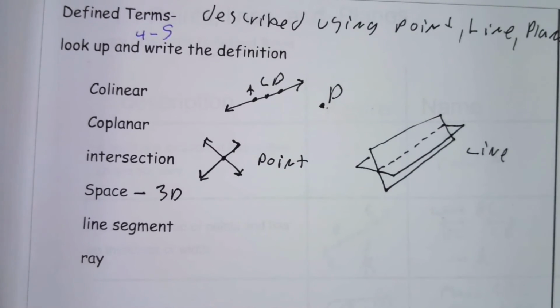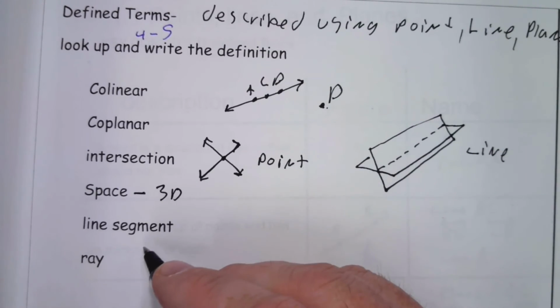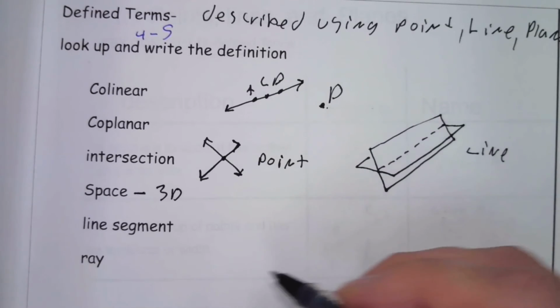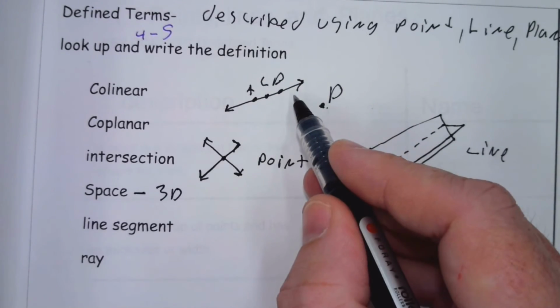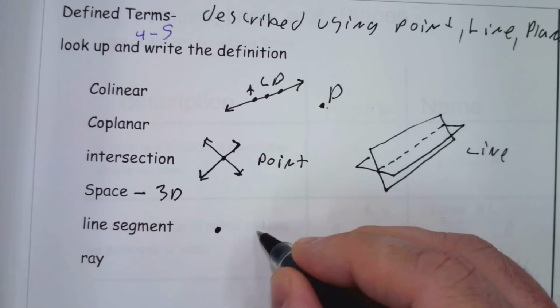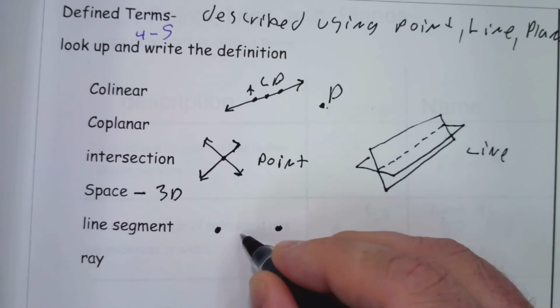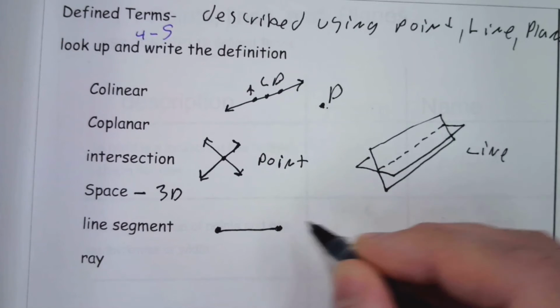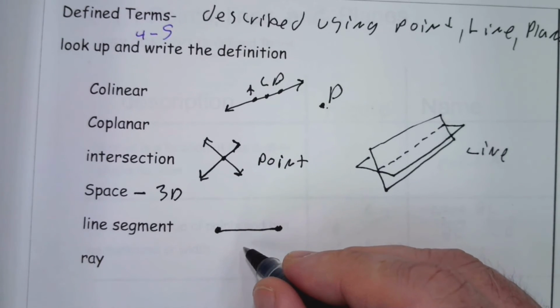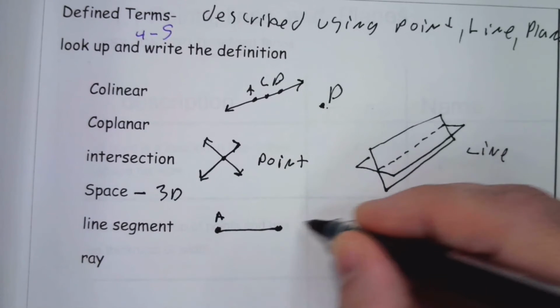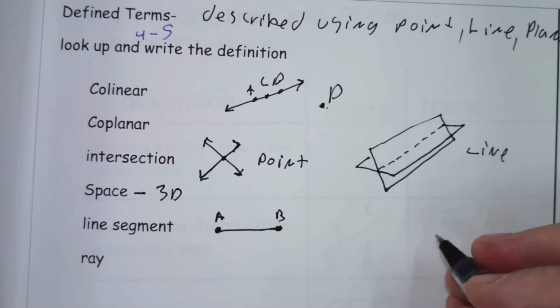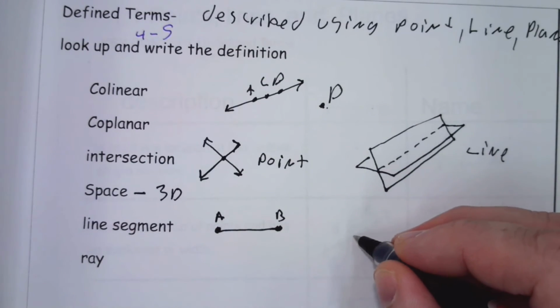A line segment. A line segment is a line with ends. It ends. It stops. So this is a line. It never ends. A line segment ends. In real life, our lines don't go on forever. Lines cost money. They have to end. So I'm going to call this AB. Okay, line segment. This is how I name a line segment.